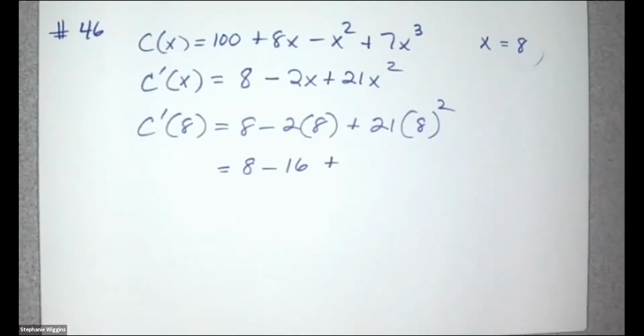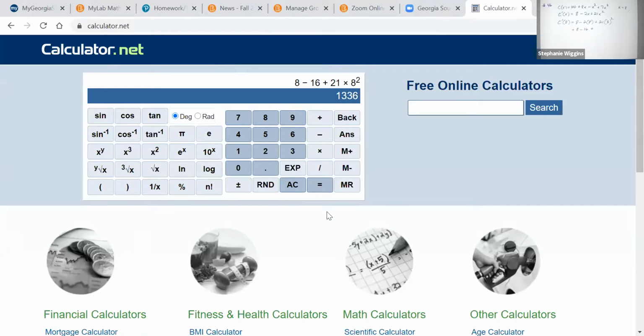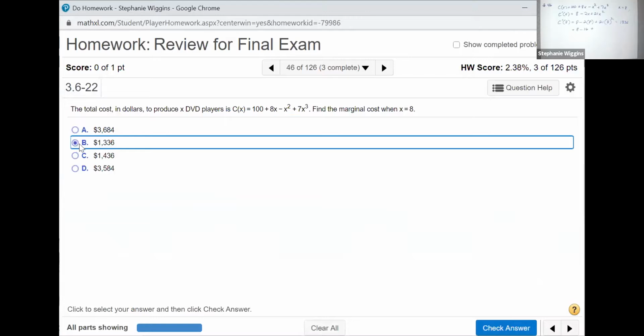Let me just use a calculator because my brain doesn't feel like doing that this morning. Okay, it's too early. All right, so we have 8 minus the 16 and then plus 21 times 8 squared. So 1336. And let's see. There we have it.